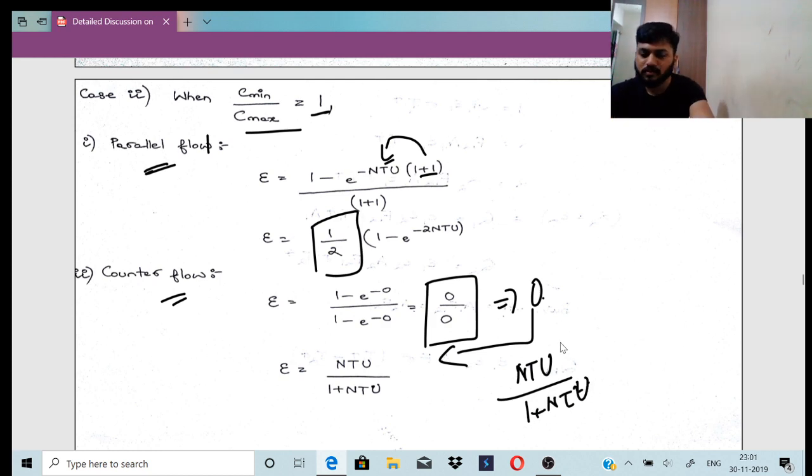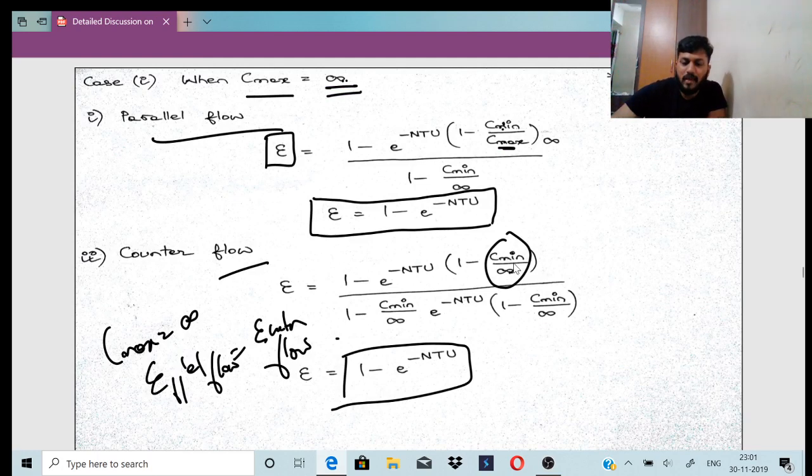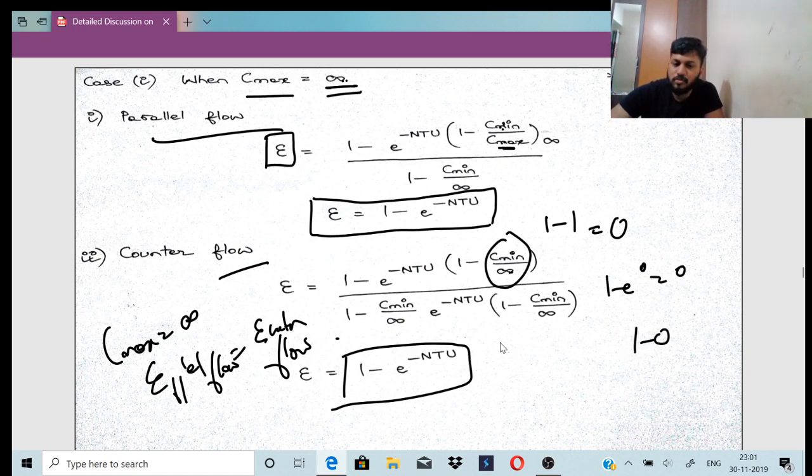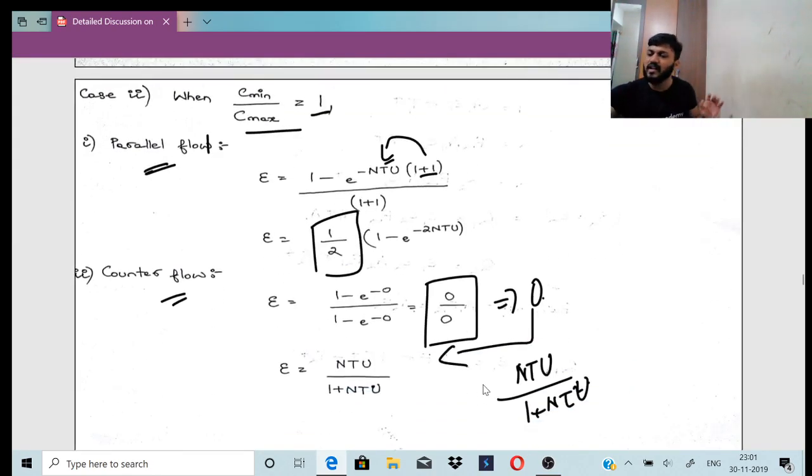So either 1 minus C minimum by C maximum. Here 1 plus was there. So here 1 minus 1. So this will become 0. Anything to the power of 0 is 1, so 1 minus e power 0 is 0. So 1 minus 0, 0. So basically 0 by 0 will be there. You cannot take it as an effectiveness. So we will write an alternative formula for that, which is NTU divided by 1 plus NTU.